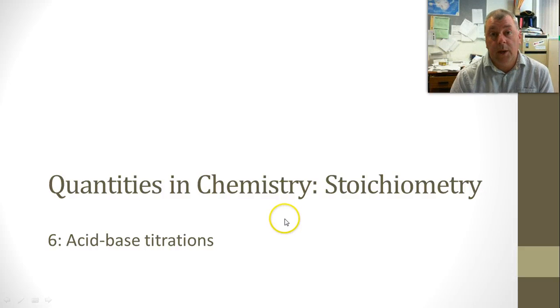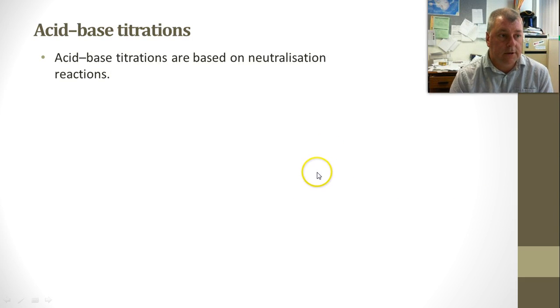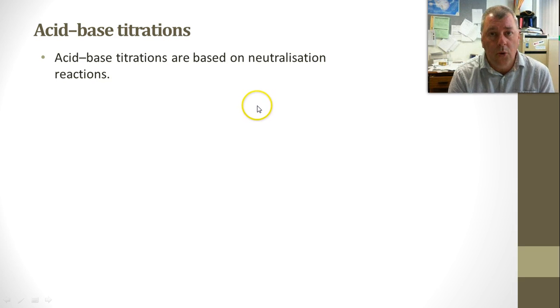Hello, let's do acid-base titrations and how they fit in with stoichiometry. Acid-base titrations are based around neutralization reactions, and they're a very important process or mechanism of working out concentrations of substances, and they are a pillar of chemistry. In chemistry, you need to be able to do titrations, understand them, and be able to do them well.